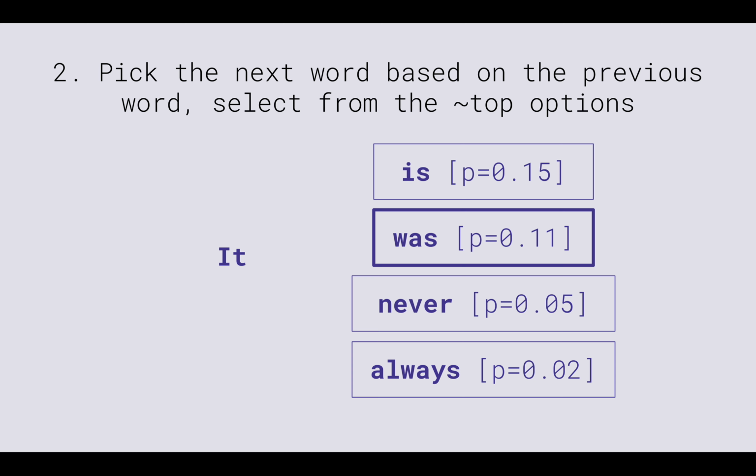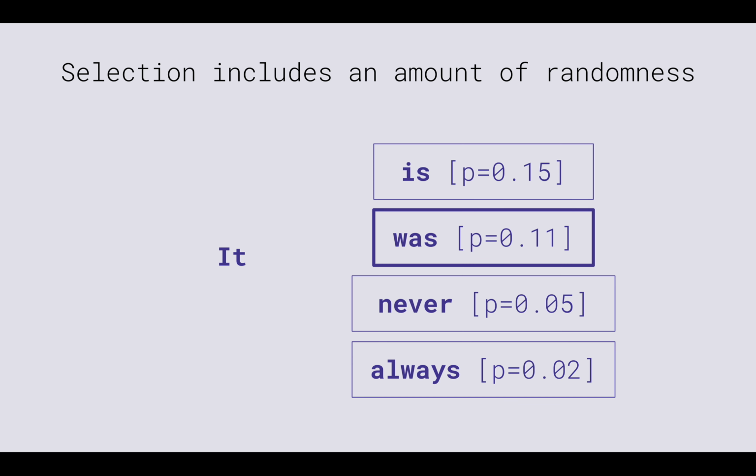Now, the important thing to know here is that it's not always going to pick the most probable word. In fact, what often happens is it injects a bit of randomness. It's going to pick from maybe the top 50 words, but it's never going to always pick the top word, because all that would end up happening is it would repeat the same phrase over and over again. So in this case, let's say it randomly picks it was.